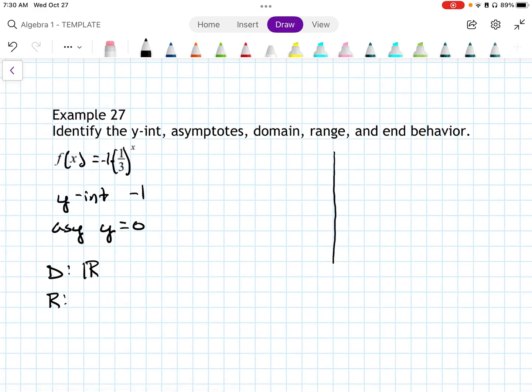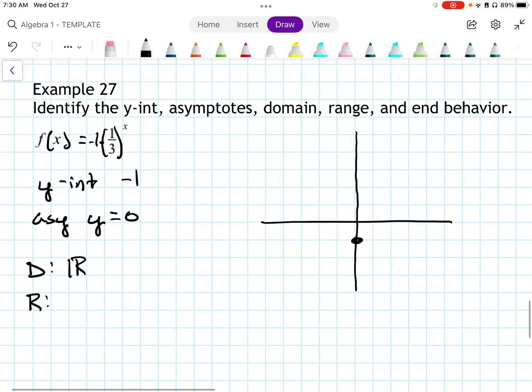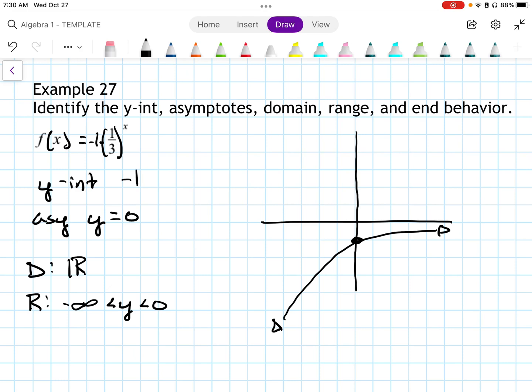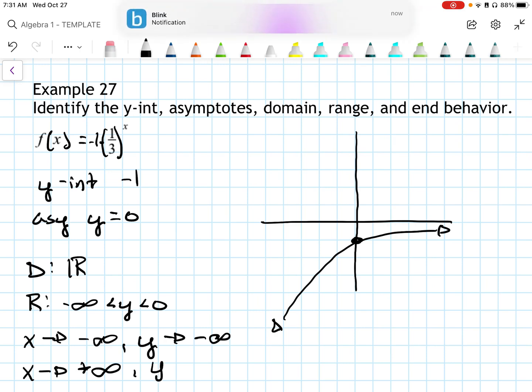So if I were to sketch this, I know that my y-intercept is there at negative 1. B is 1/3. Well, that's less than 1, so it's going to be doing a decay. And it'll look something like this. Now I know my range is going to be negative infinity, less than y, less than 0. And I can say my end behavior is as x approaches negative infinity, y approaches negative infinity. As x approaches positive infinity, y would approach 0.